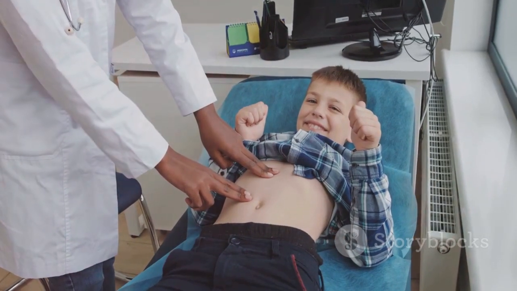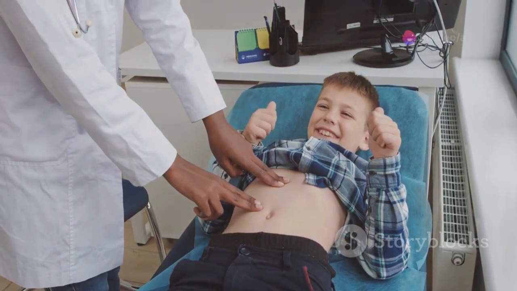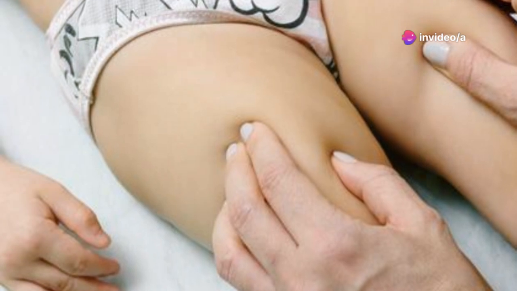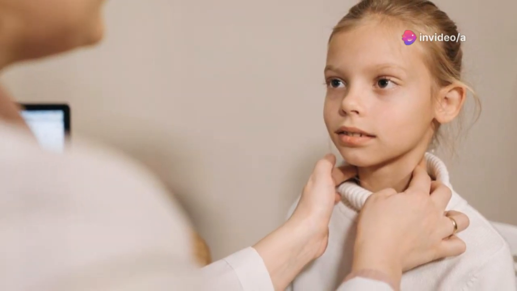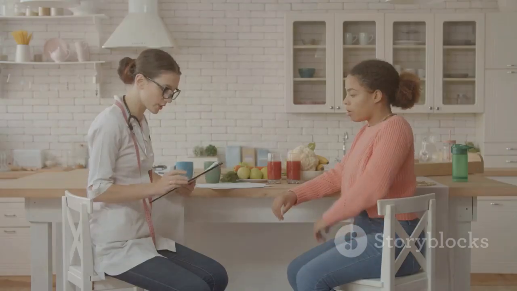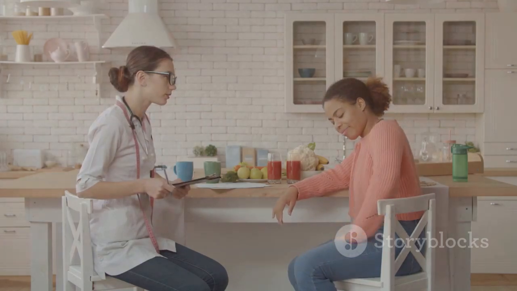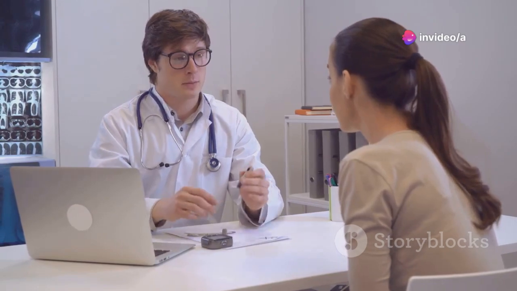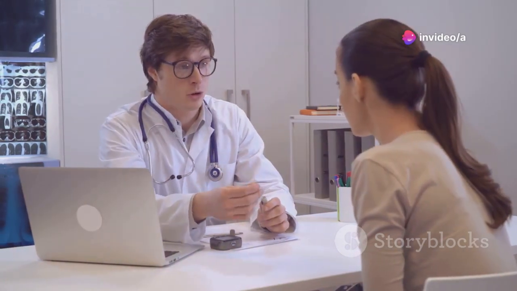Kwashiorkor is another form of severe malnutrition, primarily caused by inadequate protein intake. It's characterized by edema, particularly in the feet and abdomen, as well as changes in skin and hair color. Type 2 diabetes is a chronic condition linked to overnutrition, particularly excessive sugar intake. It disrupts how the body regulates blood sugar levels, leading to various health complications.